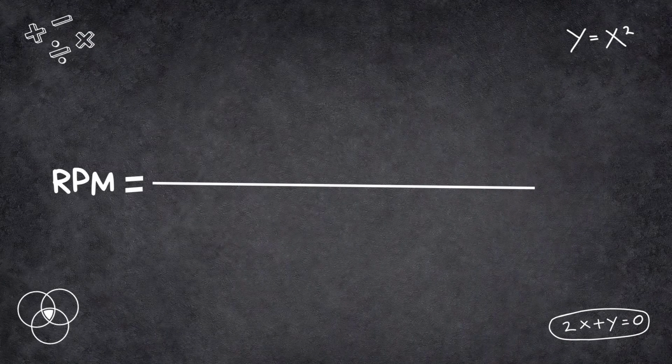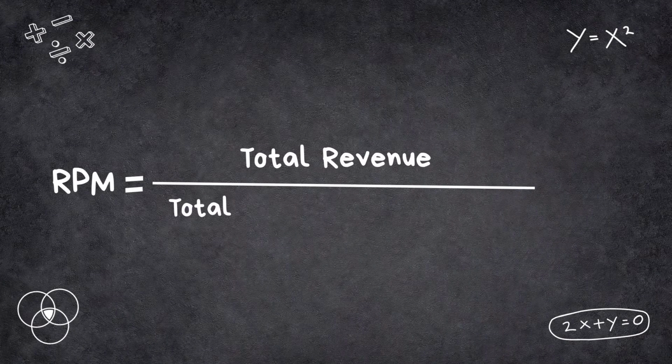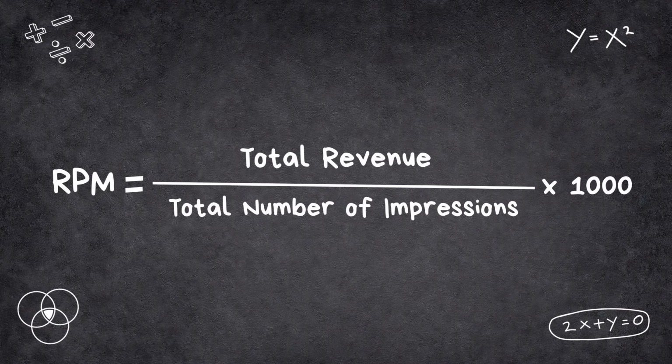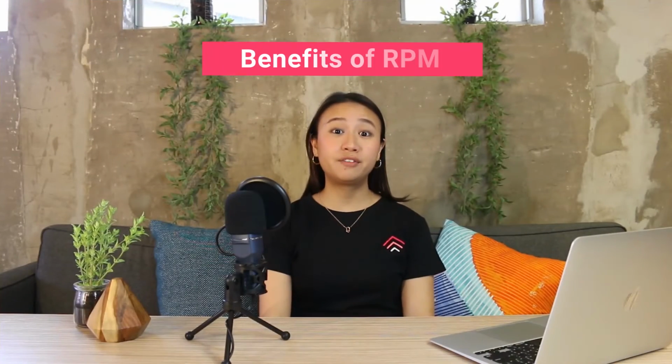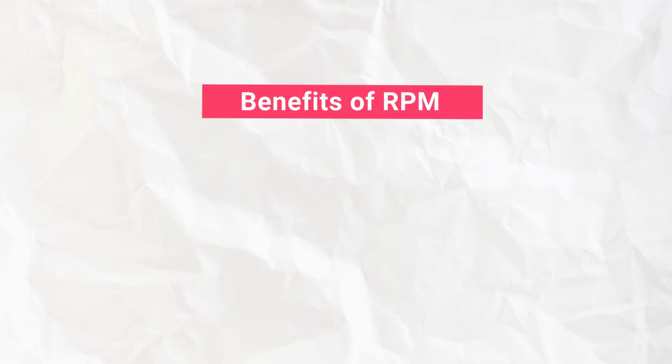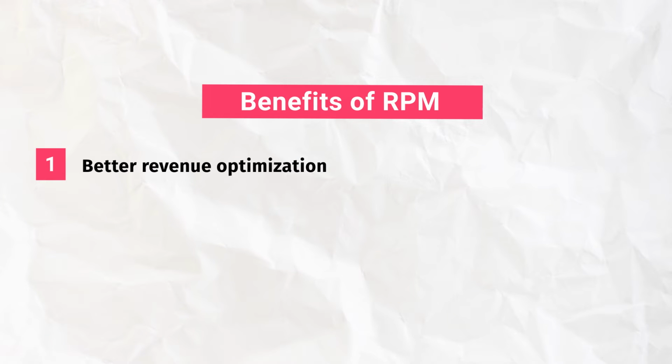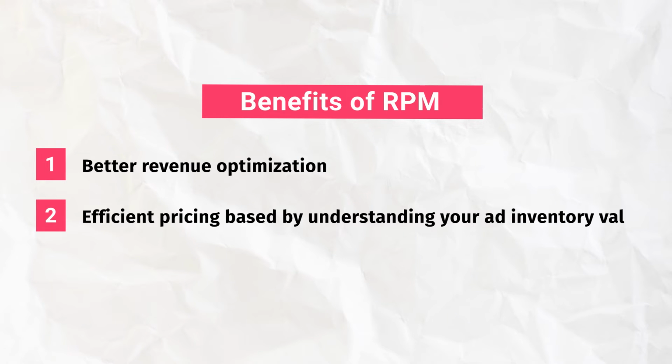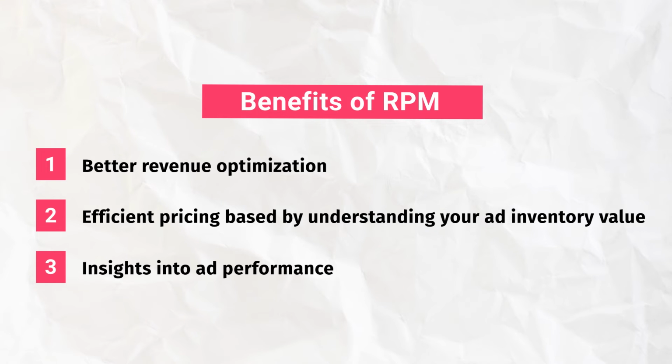To calculate RPM, we use a very similar formula to CPM. With RPM, we take total revenue and divide it over total number of impressions multiplied by 1,000. The benefits of tracking and understanding your RPM include better revenue optimization, efficient pricing based by understanding your ad inventory value, and insights into ad performance.